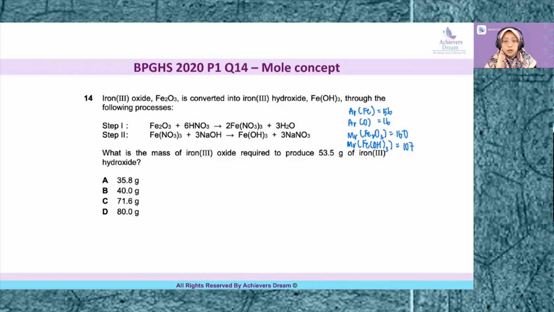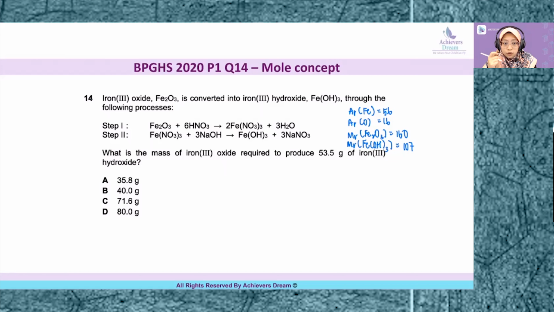Question 14 is actually testing students on the topic of mole concept. This is an example of a multi-step reaction, where to obtain a certain product, we have a few reactions. In this case, 2 reactions. All right, so let's take a look at the question.